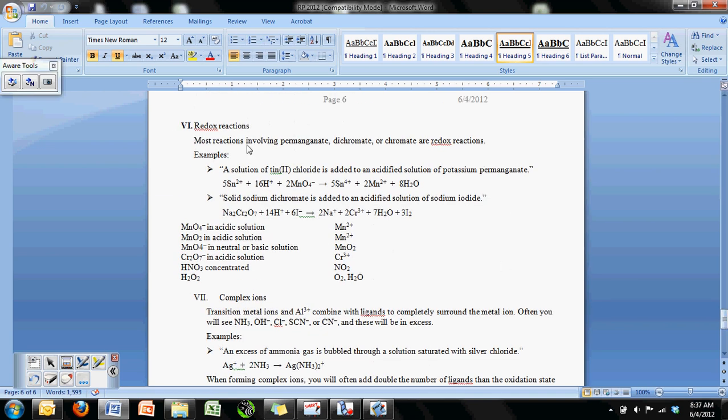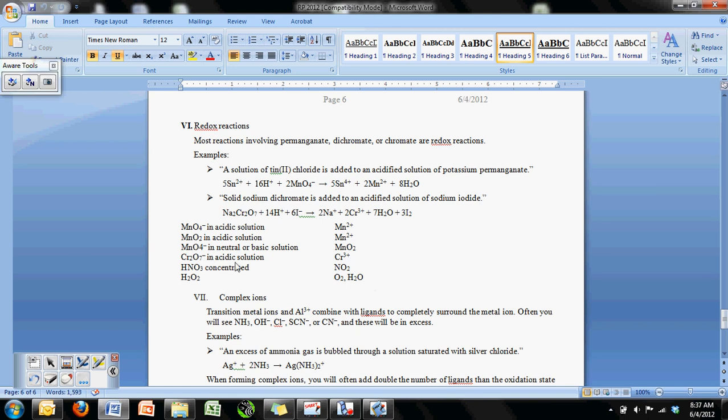The sixth type of reaction is called redox reaction. They refer to oxidation reduction reactions and are characterized by a change in oxidation number. In redox reactions, balancing is a little bit more intricate, and we'll go over it in detail in the redox chapter. So you don't need to worry about it right at this point.